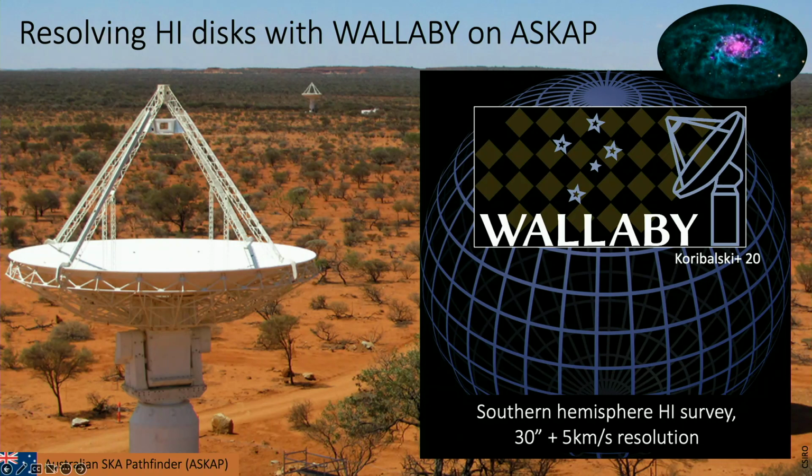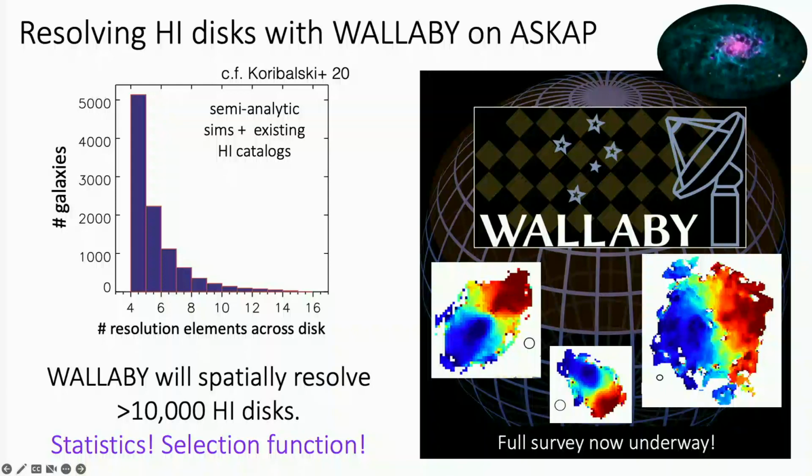So for the experts in the room, it's as deep as the ALFALFA survey on Arecibo, but it's got 10 times the angular resolution. So as a result, it's going to spatially resolve galaxies, tens of thousands of galaxies for the first time. And so what we're going to have for the first time are statistics, and we're going to be able to build selection functions. And those are things that we can then apply to cosmological simulations to make sure that we're comparing apples to apples in trying to understand nearby galaxy structure.